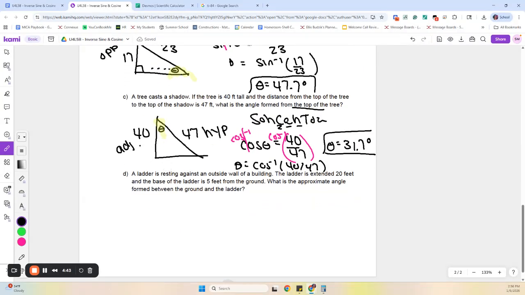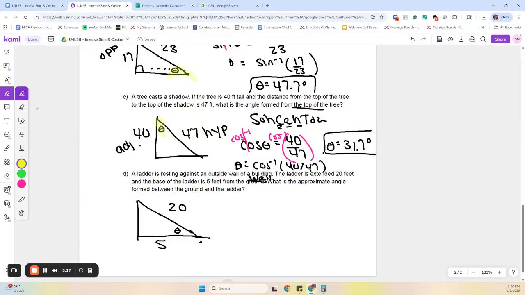And then for part D, a ladder is resting. So we still have a ladder. The ladder is resting on the outside wall of the building. The ladder is 20 feet, and the base of the ladder is 5 feet from the ground. So base of the ladder, I think it should say wall. I think that's a typo. It's 5 feet from the wall. I will fix that. There we go. What is the approximate angle formed between the ground and the ladder? There you go, like that.